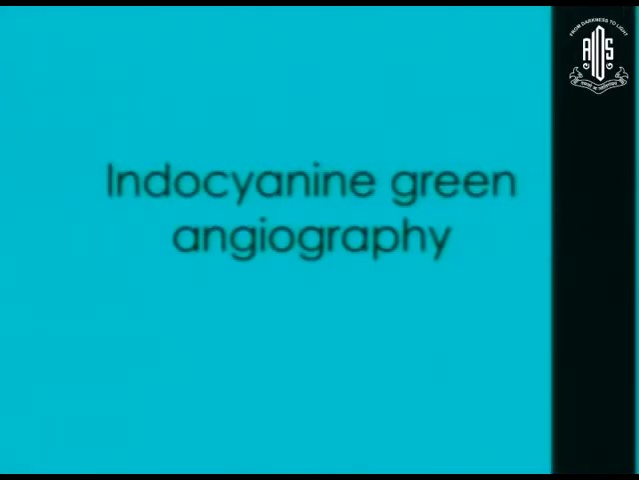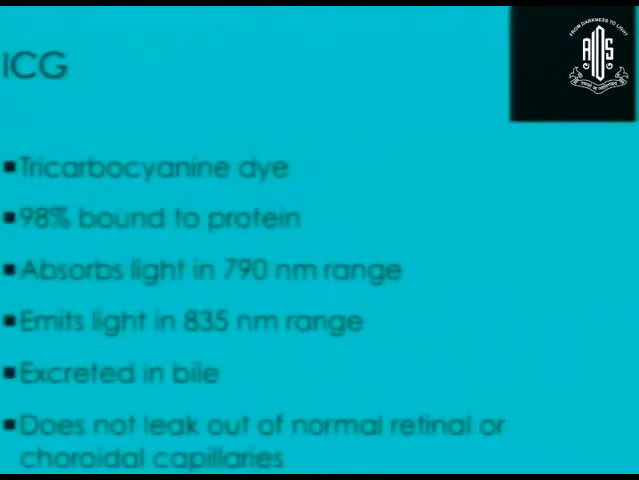So the next dye which we use in angiography is indocyanine green angiography. Indocyanine is a tricarbocyanine dye. It's bound to protein to a 98% extent. That's why it doesn't leave the blood easily. And hence it is present inside even the choriocapillaries. It doesn't come out of the choroidal blood vessels.